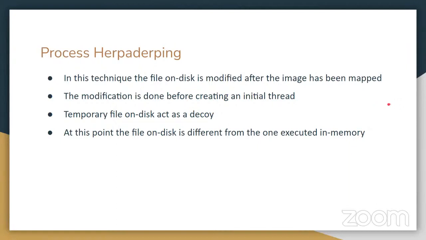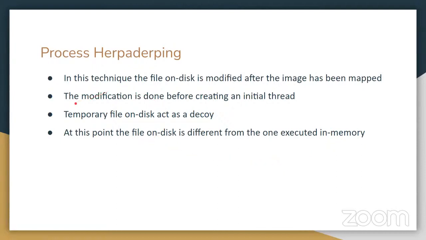So the answer is, many security products register kernel callbacks. Whenever the initial thread is created, the kernel callback will get triggered and it will notify the security products. Then the security product will go and scan the image section, which is in memory, as well as the file which is on the disk.